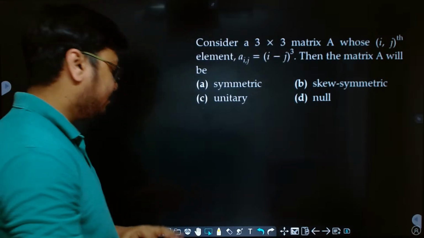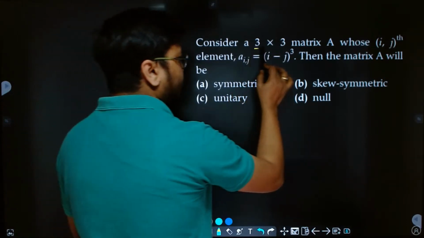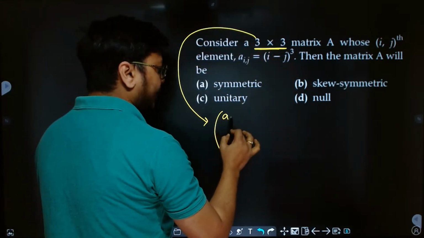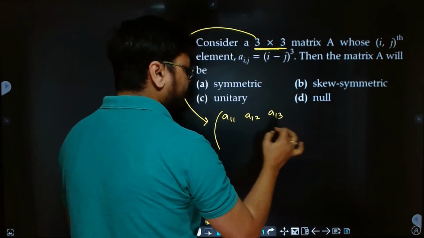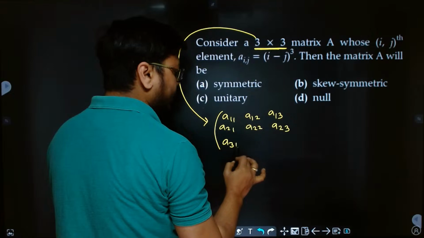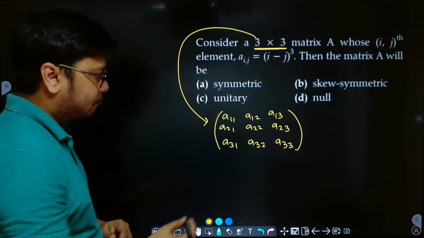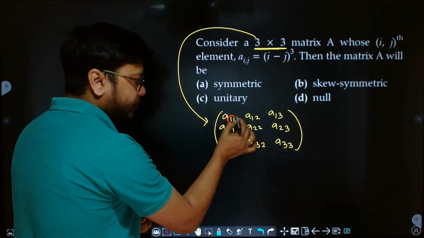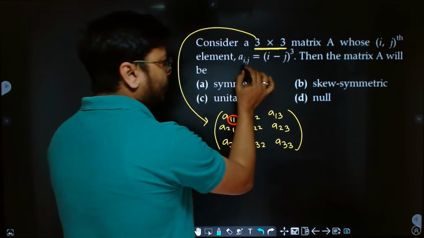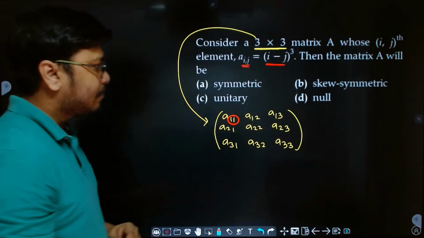Okay, I can see very little participation in this answer. Let's see what's the problem. It's a 3 cross 3 matrix. So in general, a 3 cross 3 matrix is written in the form A11, A12, A13, A21, A22, A23, A31, A32, A33. Right? So for the first element, i j is how much? i and j is 1 1. So A11 will be (1 minus 1) whole cube.